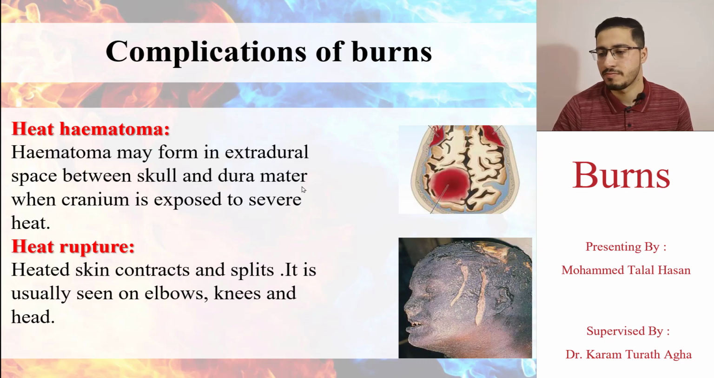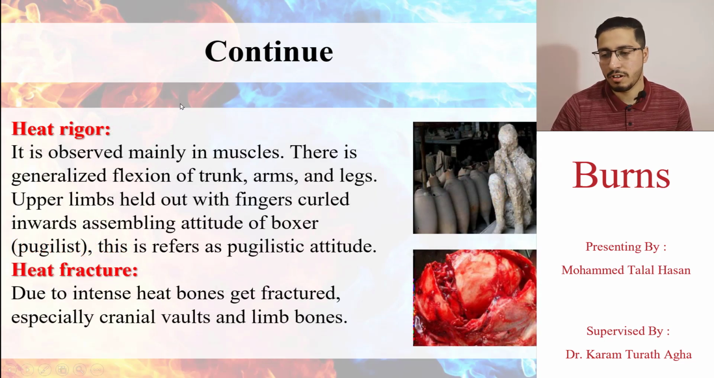Here is the picture. The complications also include heat rigor. It is observed mainly in muscles. There is generalized flexion of the trunk, arms, and legs, with the upper limbs held out and fingers curled inwards, resembling the attitude of a boxer. This is commonly known as the pugilistic attitude.